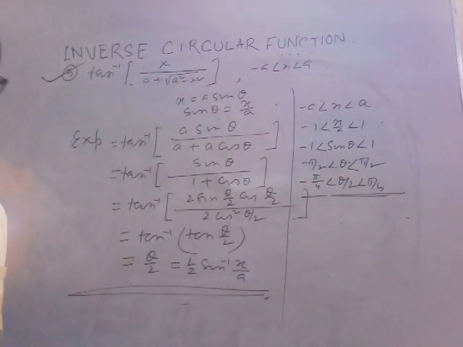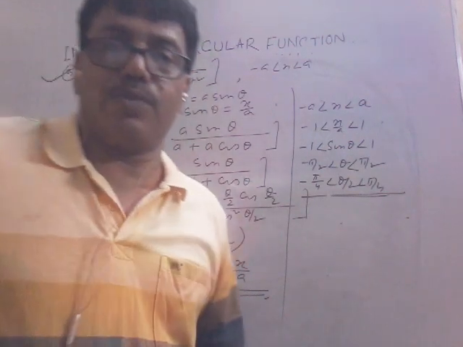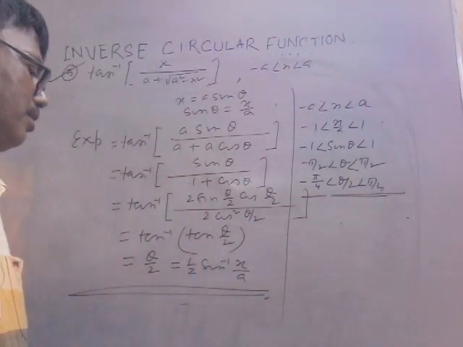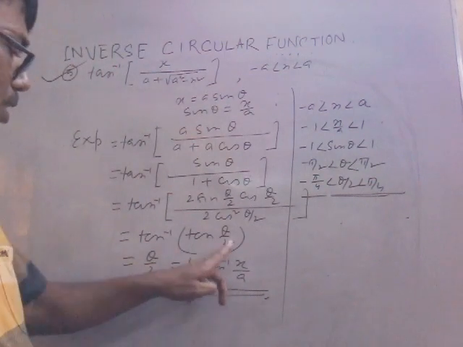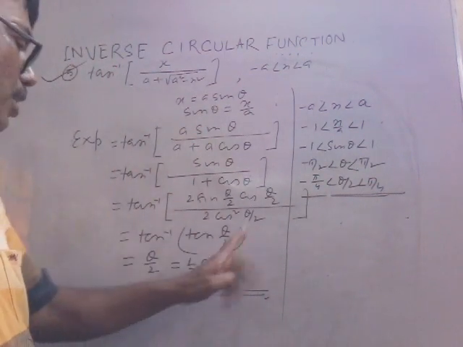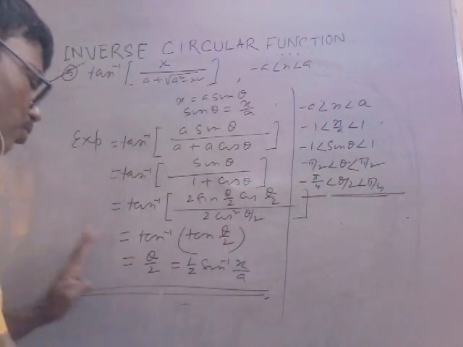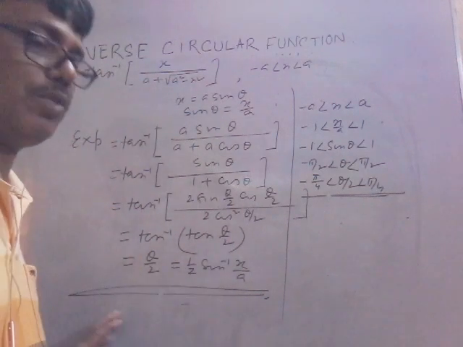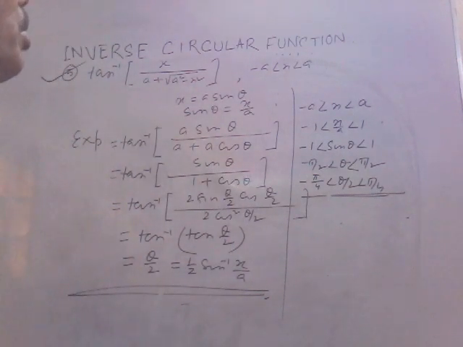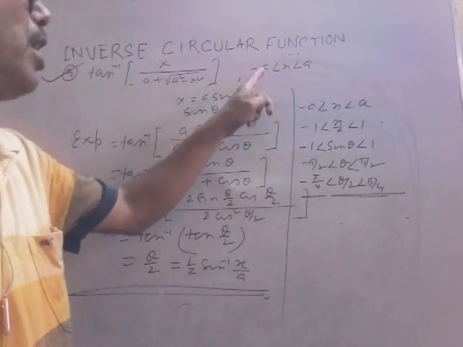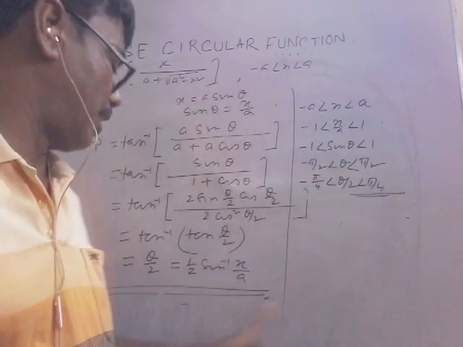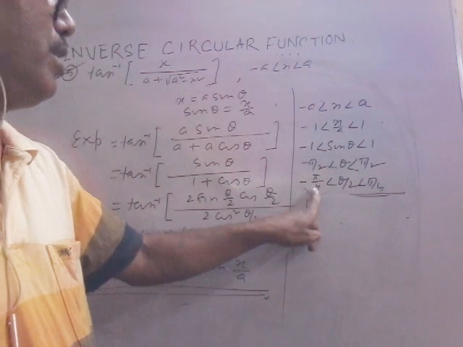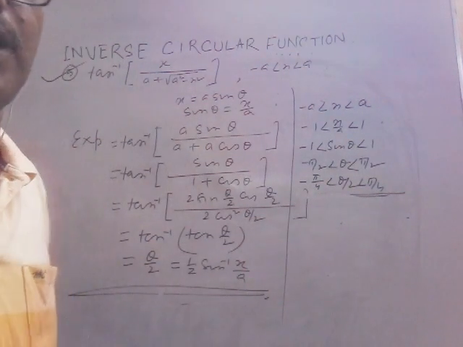This is simple. So if no restriction is given, we solve up to this, then no need of thinking. You write theta by 2. We suppose that theta by 2 belongs to principal value. But if a restriction is given, you have to show that this argument lies in the principal value.